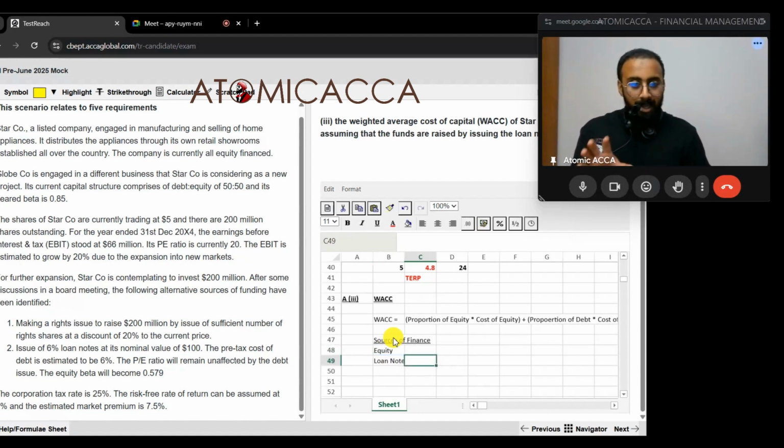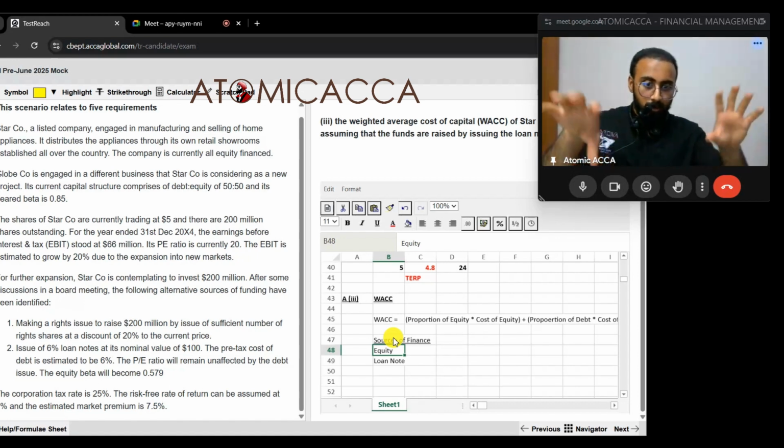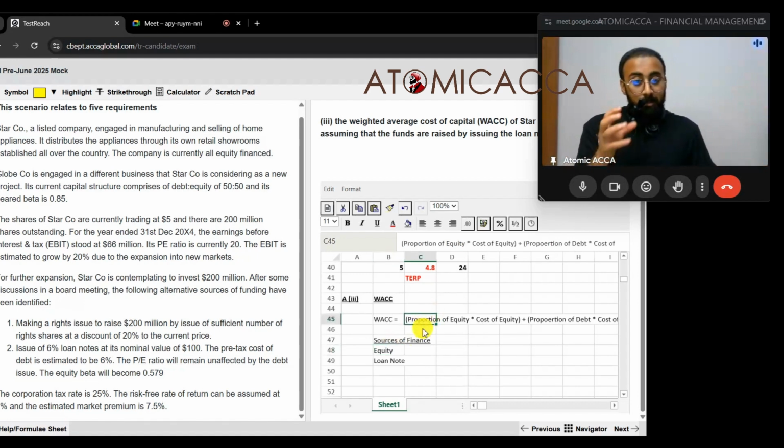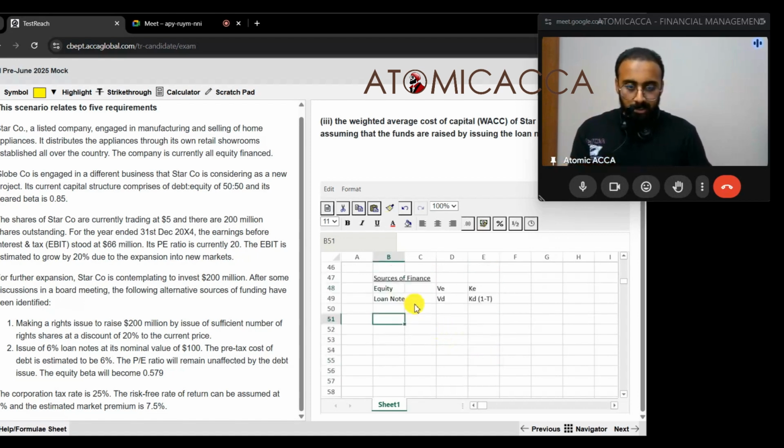Loan note. I need to find what is the proportion of equity, what is the proportion of loan note. Then I have to find what is the cost of equity, what is the cost of loan note. Simple. So four things I have to find out. Now, in order to find the proportion, what do I need? I need the values, meaning market values for each of it. So four things I'm going to find: value of equity, value of debt. So total of that, when I divide it, I'll get the proportion. Then I need cost of equity, then I need cost of debt, 1 minus t, which means I need the post-tax cost of debt. Four things to find. All right. So let's start with the equity part.